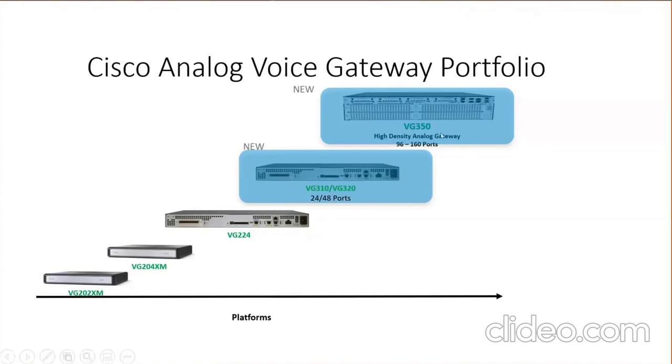And what's the difference between the VG350 and the rest of the analog voice gateways? In the rest of the analog voice gateways, starting from 202XM to 320, the ports are soldered in the router. You cannot remove them, right? They are soldered. But the VG350 has blades on the back side of it, right? You can add and remove the number of ports. You can see there are 4 slots, 4 blade kind of things on the back side of the router.